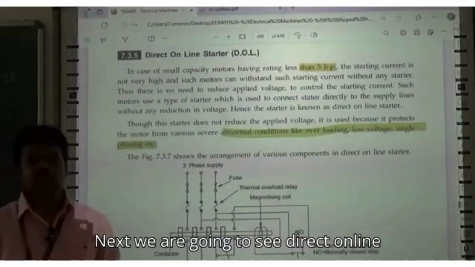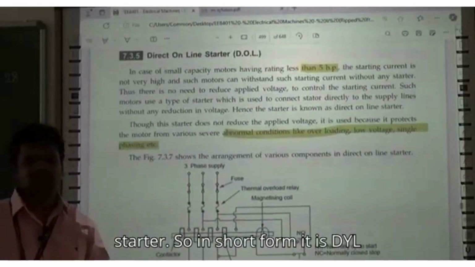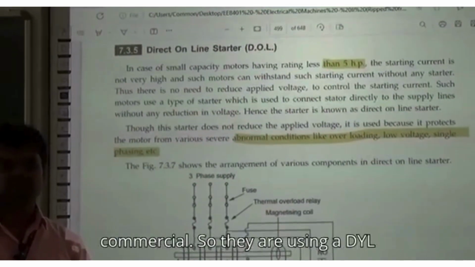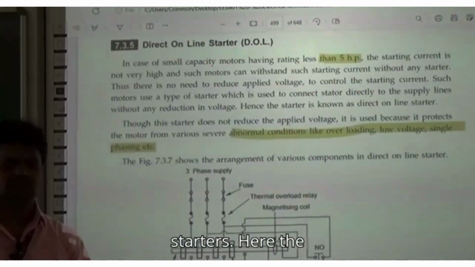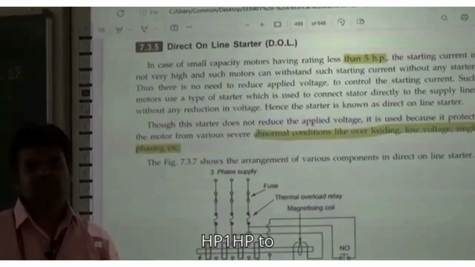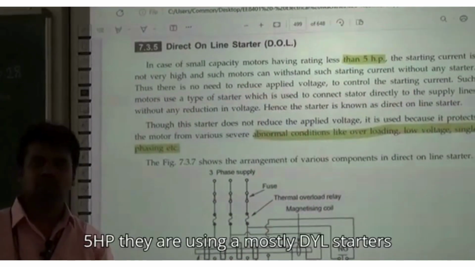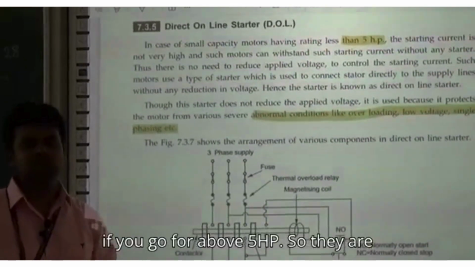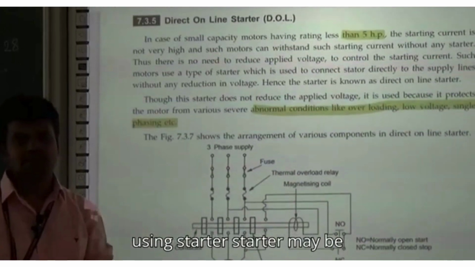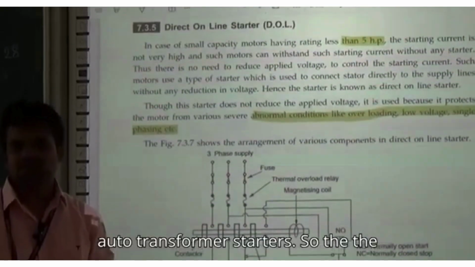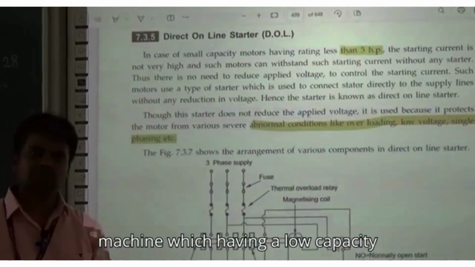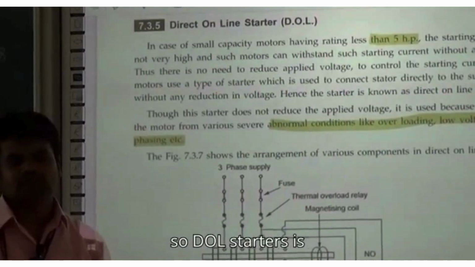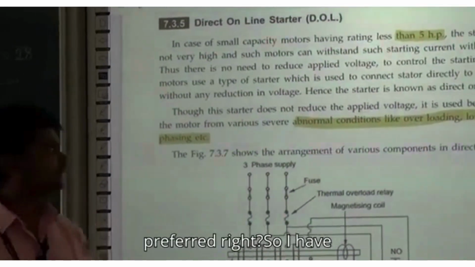Next, we are going to see the direct online starter. In short form, it is the DOL starter, and mostly in commercial applications they are using DOL starters. Here, for 1 HP to 5 HP, they mostly use DOL starters. If you go above 5 HP, they use starters like auto transformer starters. So for a machine with a low capacity, the DOL starter is preferred, right?